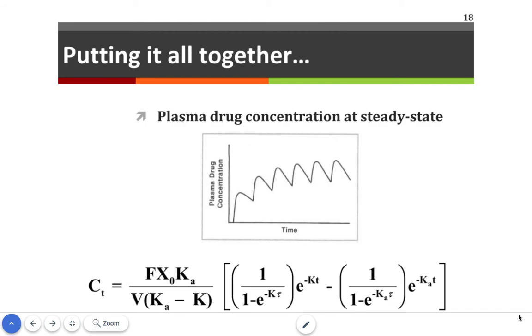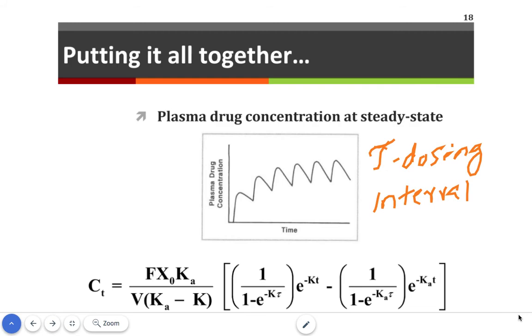Now if the drug were to be given multiple times, if the drug was taken orally or given intramuscularly over a period of time, and each dose is administered at tau interval, tau is the dosing interval. If that's the case, then this complicated equation can be utilized to calculate the plasma steady state level eventually. So everything else in that equation has been described.